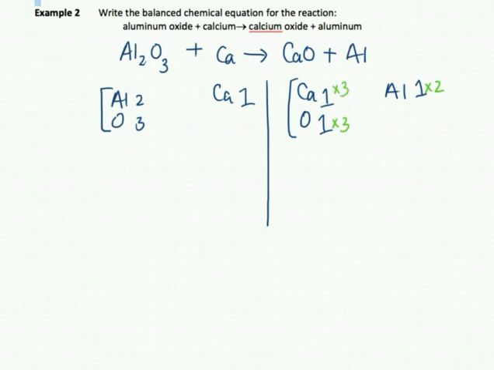So now I have 3 calciums. So balance this one by 3. 3 calciums, 3 calciums, 3 oxygens, 3 oxygens, and 2 aluminums. So all balanced up. So go and balance the equation.